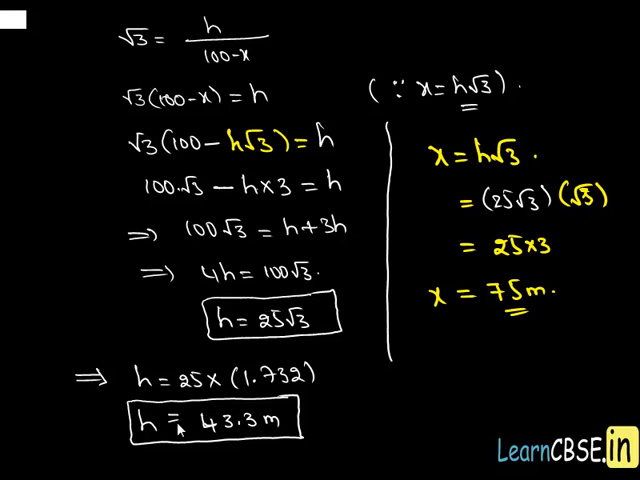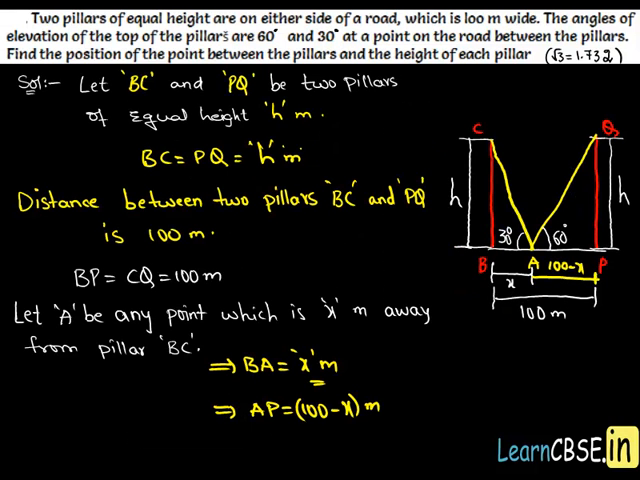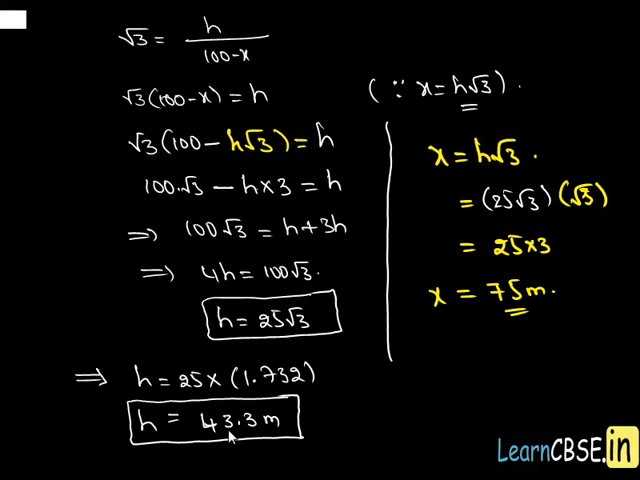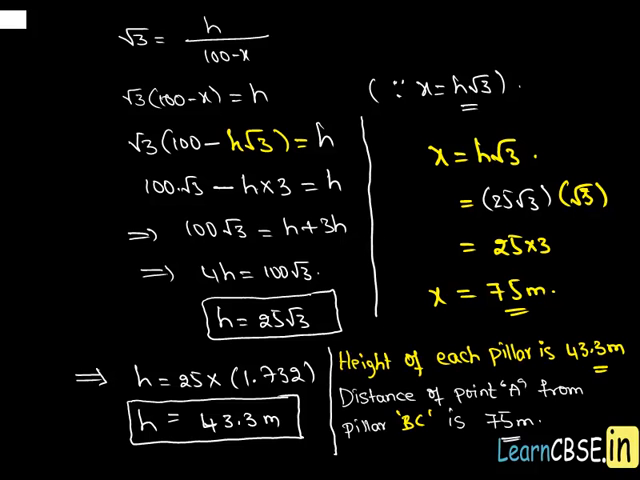What we have assumed in the figure, h is the height of each pillar and x is the distance of the point from pillar BC. Therefore we get the height of each pillar is 43.3 meters and the distance of the point from pillar BC is 75 meters. And this completes our solution.